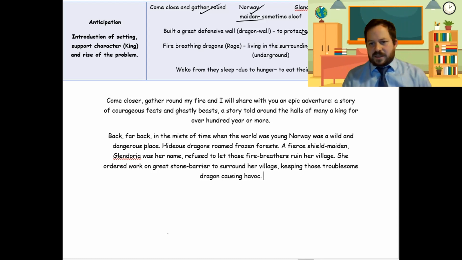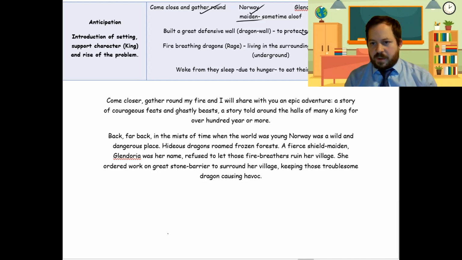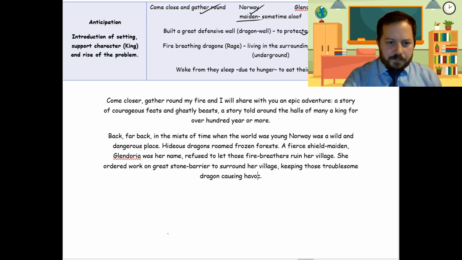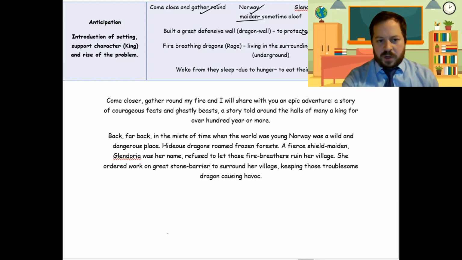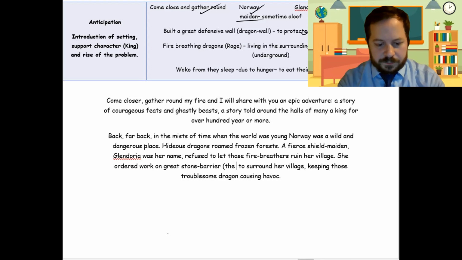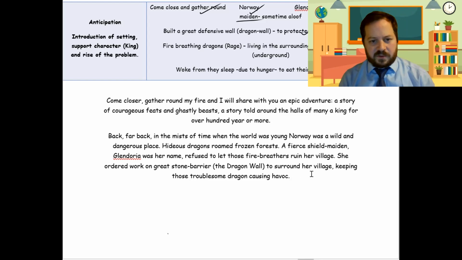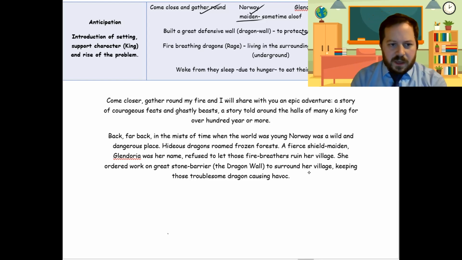We're just trying to make it so that it seems like they're this barrier. We could talk about what they might call it. So a great stone barrier. Let's use a different variety of phrase. The dragon wall. Add that in there. And you can kind of go back and think about it before. So let's read what we've got so far.